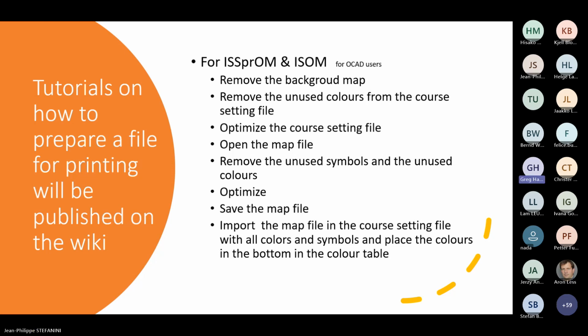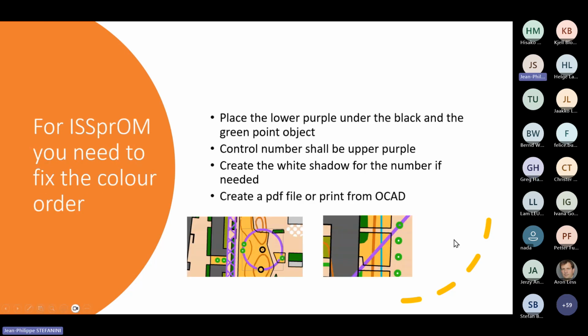What has to be clear is that all the first steps which are here are the same for forest and for sprint maps: you have to remove the background maps and then remove the unused colors from the color setting file. You have to optimize your color setting file. Then you have to do the same thing for the map files. Remove the unused symbols, remove the unused colors, optimize. And then with these two optimized files, you can reopen the files.